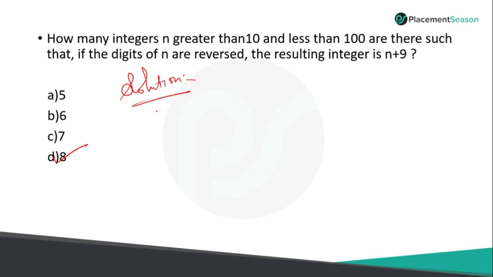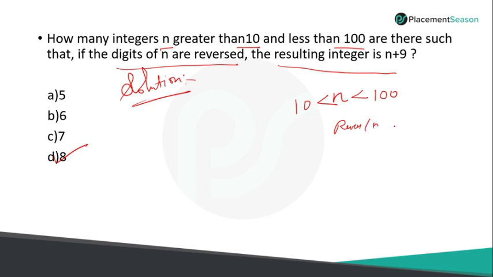So read the question. How many integers n greater than 10 and less than 100 are there such that if the digits of n are reversed, the resulting integer is n plus 9? So it's very clearly mentioned in the question. n is greater than 10, but it is less than 100. Also, if you reverse n, the reversal of n should be n plus 9. Clear?